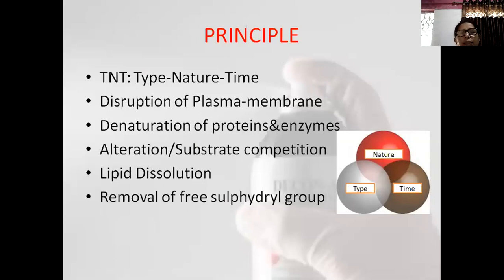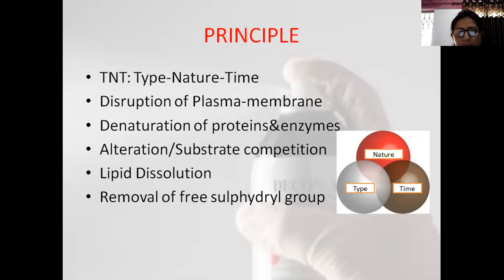In physical sterilization, we have seen that 3 T's are responsible for the killing of microorganisms. In chemical sterilization, the type is TNT type. T means the type of chemical which we are using, and nature of the microorganism, whether it is gram positive, gram negative, or which type of microorganism. And next T is the time required for the microorganism to be killed with that specific chemical.